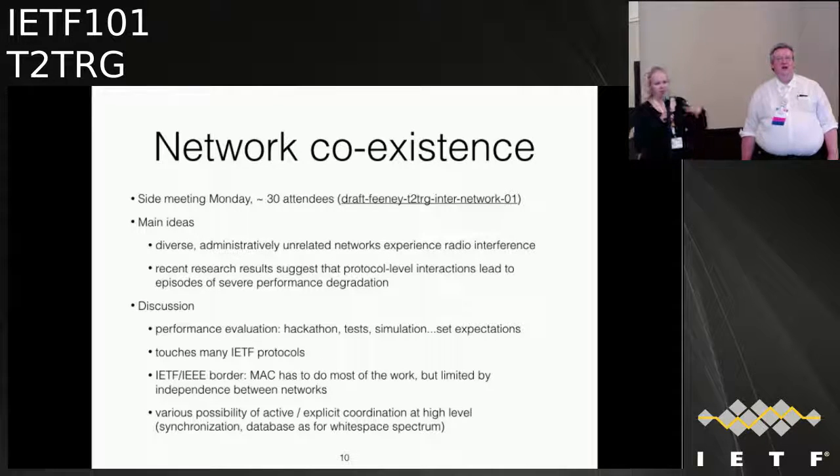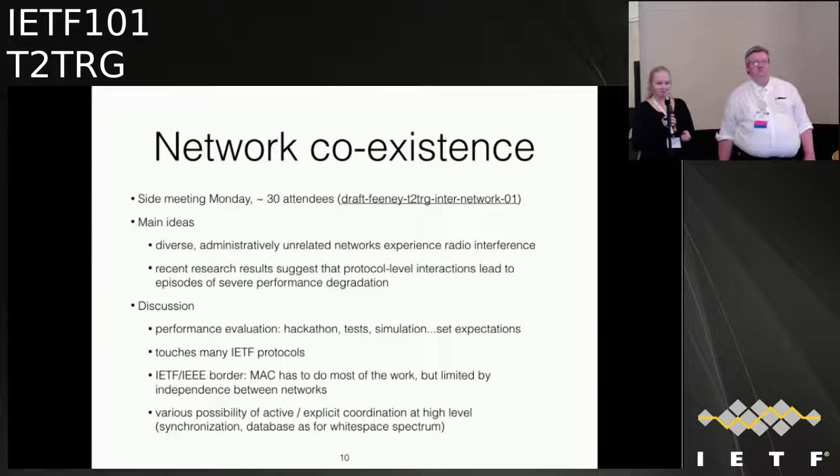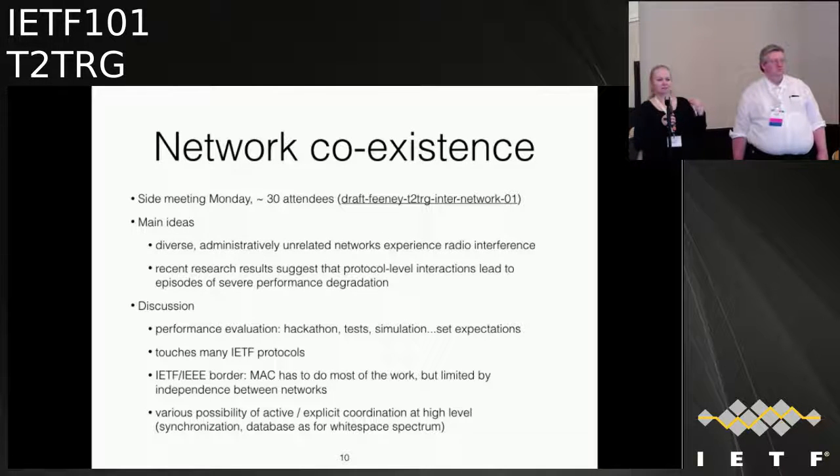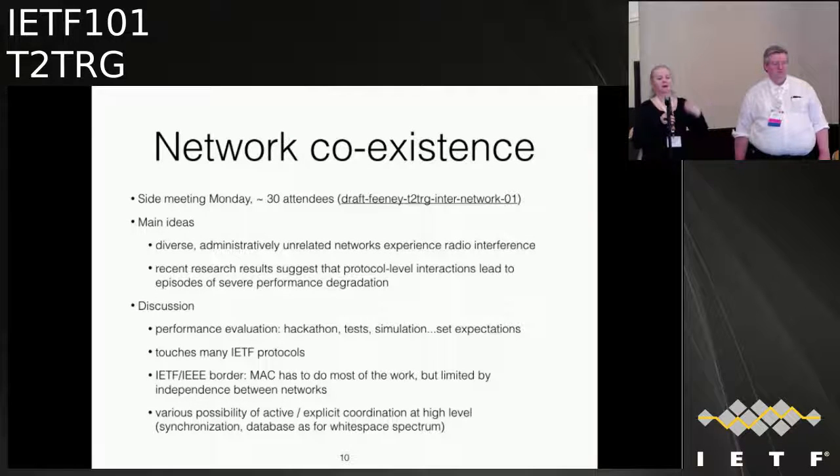So the document really focuses on laying out the challenges systematically. It points to a couple of research results, both mine and other people's. The main point in the document is that I recommend that the T2TRG or some other mechanism try to understand what practices we would like to have for evaluating how the IETF protocols, you know, 6LoWPAN, 6TiSCH, ROLL, perform in this environment. We need to have a better understanding. That's really what the document says.